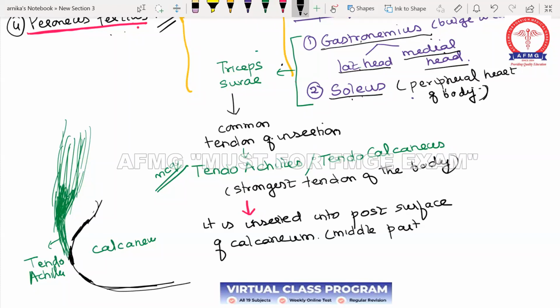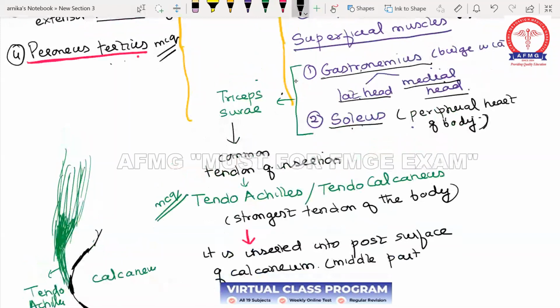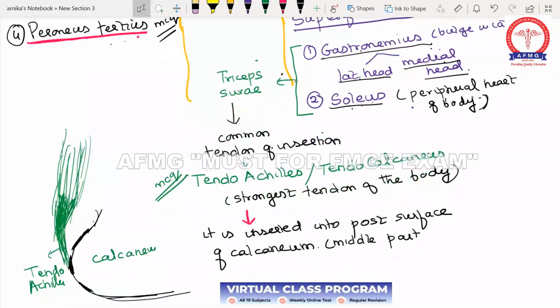So this gastrocnemius forms the bulge in the calf, lateral head, medial head, 2 heads. Gastrocnemius and soleus together are called triceps surae, and they have a common tendon of insertion. This common tendon of insertion is called tendo Achilles or tendo calcaneus. This is the strongest tendon of the body, and it is inserted into the posterior surface of the calcaneum. Which part? Middle part. Upper part, middle part, lower part.